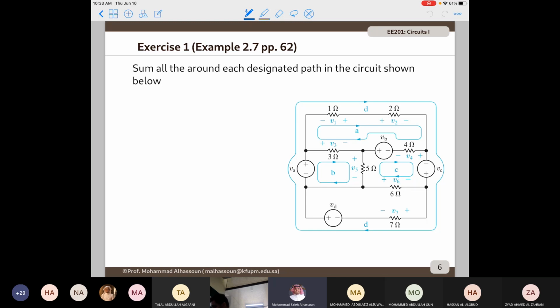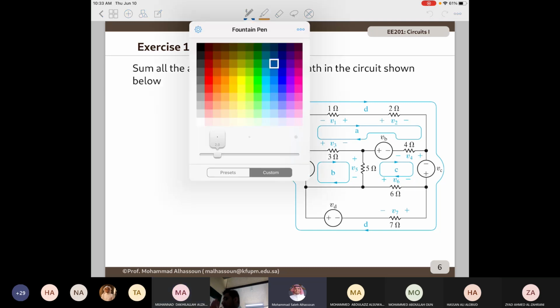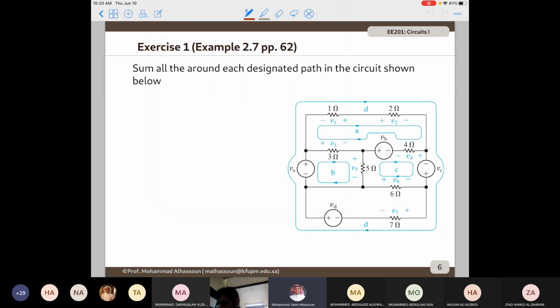Let's start with path A. Okay, before we start, Muhammad, let me just state this. We're going to use the positive for voltage drop. This means that if you reach the voltage from the positive side, you assign positive. If you reach it from the negative side, you assign negative.